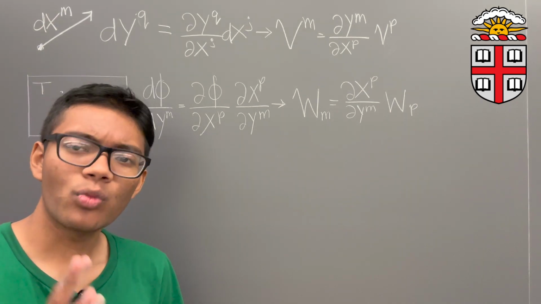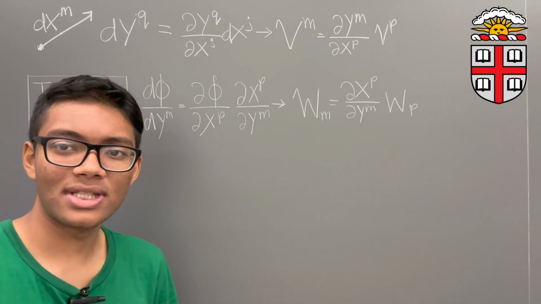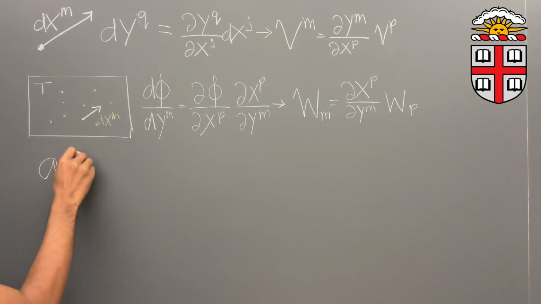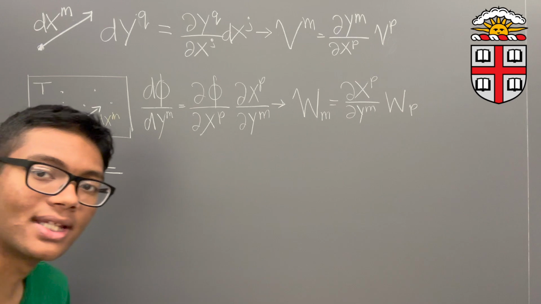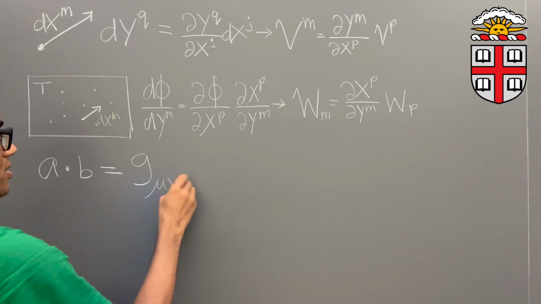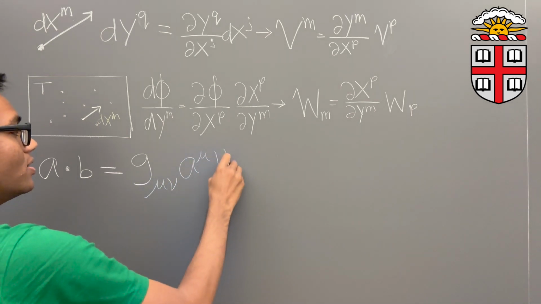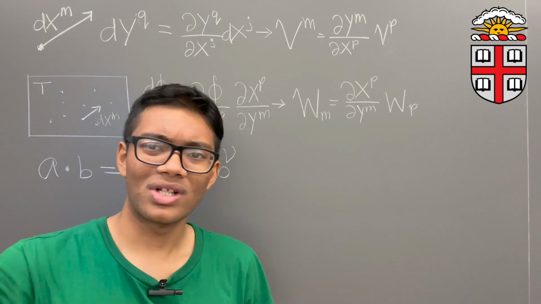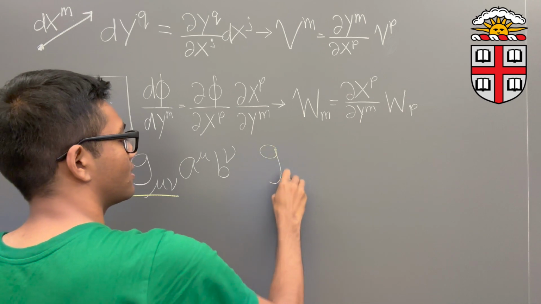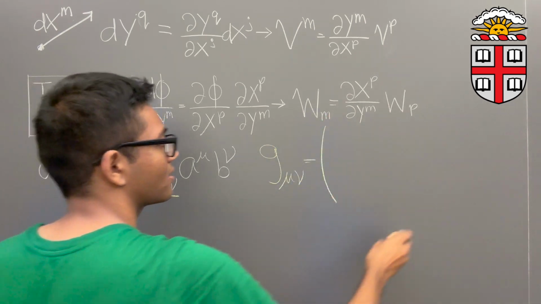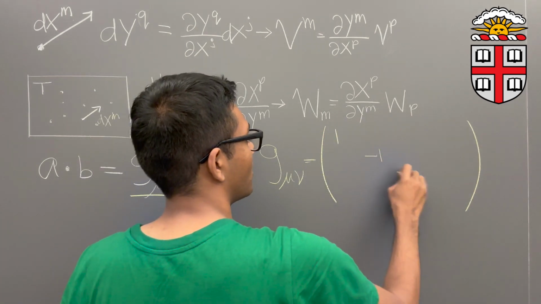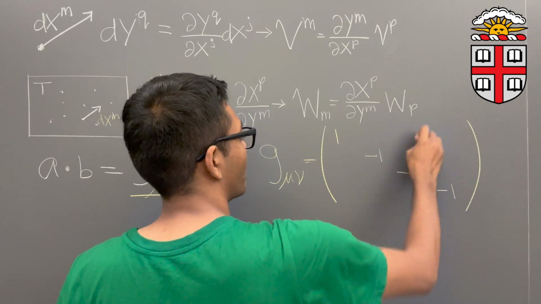If we want to take the dot product using four vectors, here's how we do it. If we're considering the dot product of two four vectors a and b, then their dot product is given by the metric g mu nu times a mu b nu. So what does that mean? What is the metric? The metric right here is simply the space-time metric given by 1 for time, minus 1 for the spatial coordinates, and 0 everywhere else.